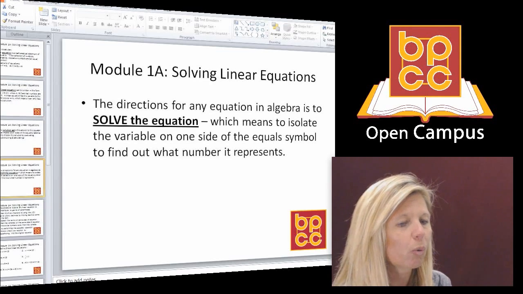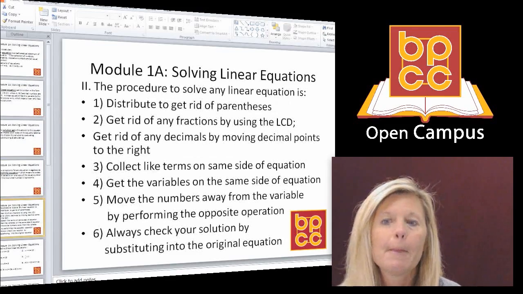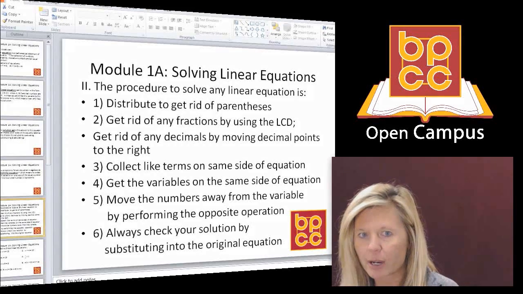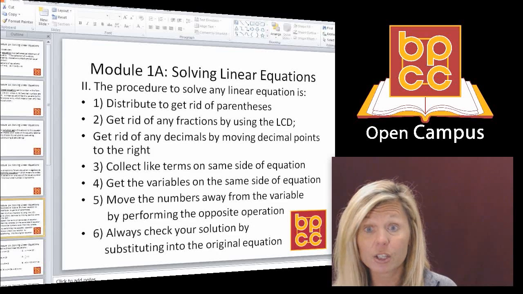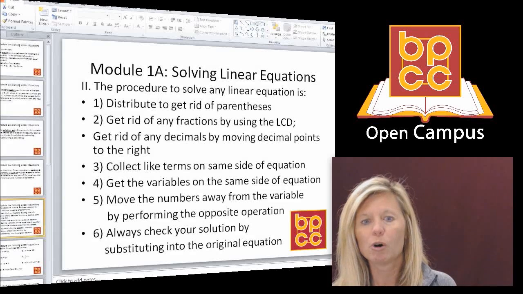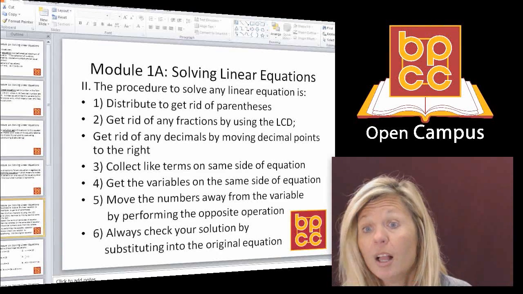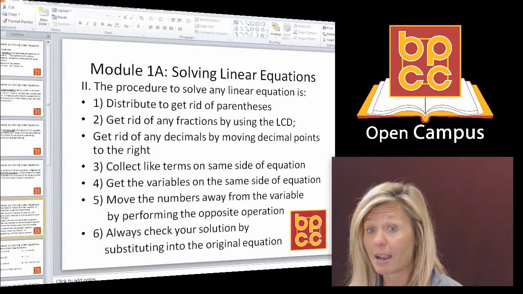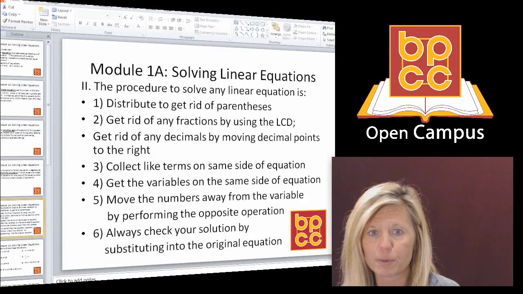Now, there is a correct process to follow in solving linear equations. Many of you come from different backgrounds. You may have learned this procedure differently, but I'm telling you, if you always want to solve a linear equation correctly, you will follow these same 6 steps. The first thing you want to do is get rid of parentheses, and we're going to discuss that in a minute. To get rid of them, you're going to distribute.